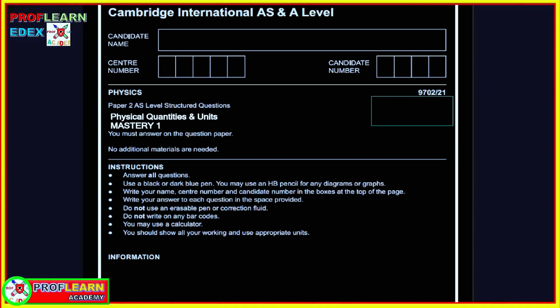In this particular video, we're going to have a discussion of physics, AS Physics Paper 2 questions that you can be asked from AS Cambridge. And we're going to look at physical quantities and units, and then we are going to discuss how you are supposed to answer questions from that particular topic.